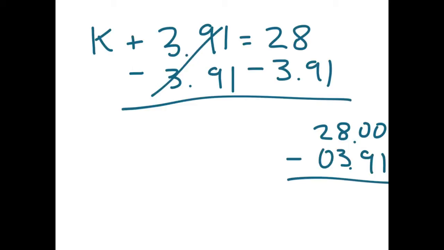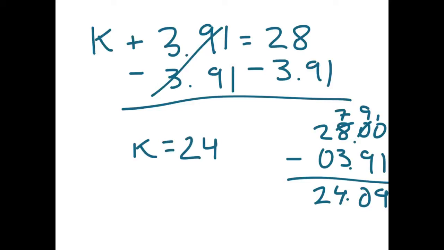And don't forget to add your zeros as your placeholders. So 0 can't go into 1 or 9. So cross out the 8, make it a 7. Cross out the 0, make it a 9. And add a 1 to your 0 to make it 10. So 10 minus 1 is 9. 9 minus 9 is 0. Add your decimal point. 7 minus 3 is 4, and 2 minus 0 is 2. So K equals 24.09.